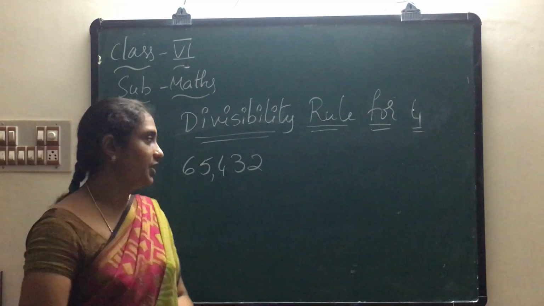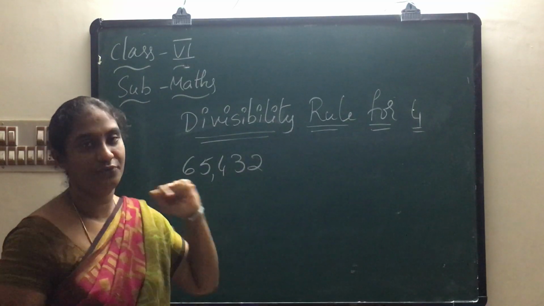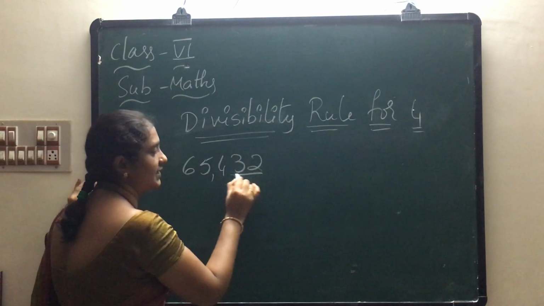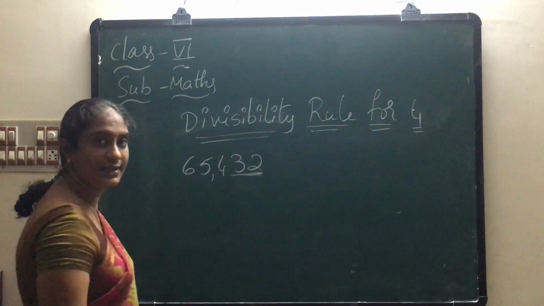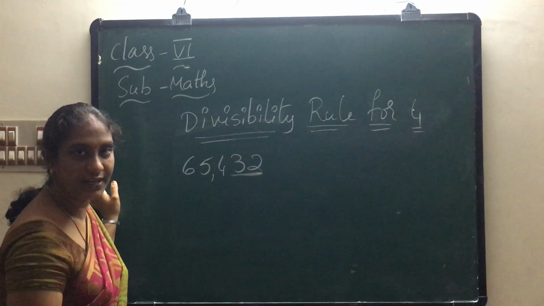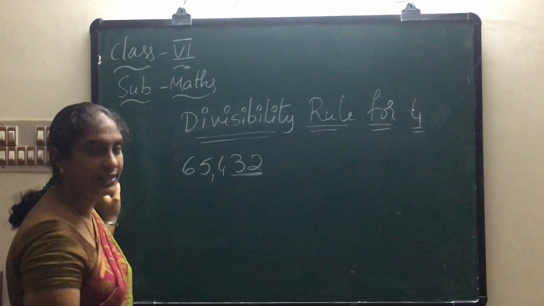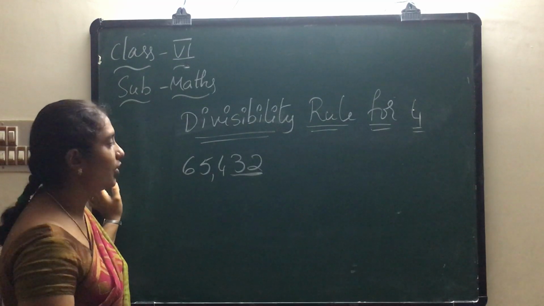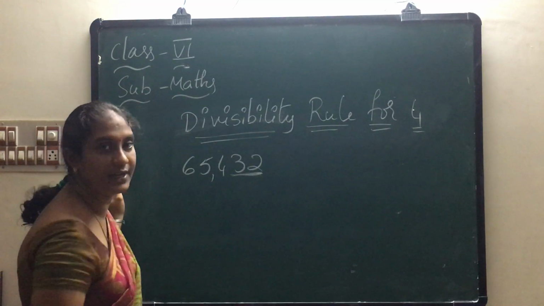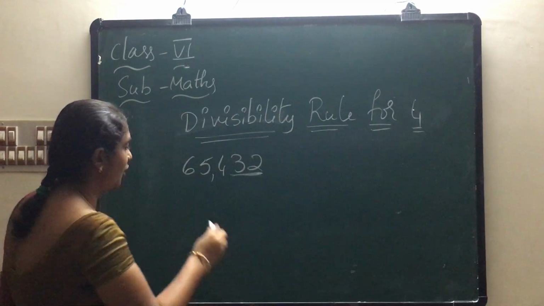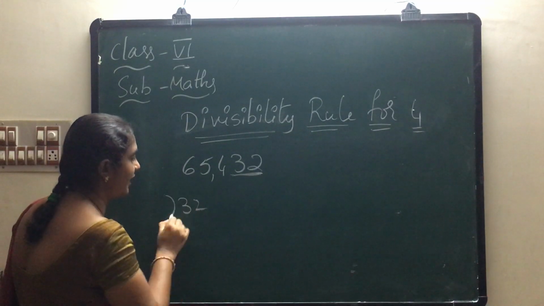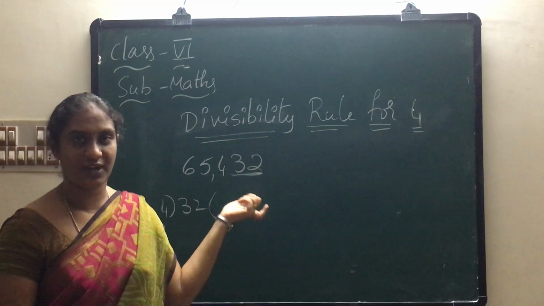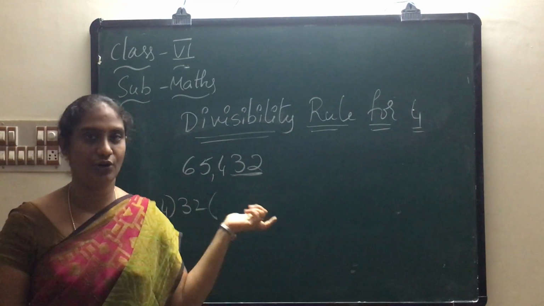Okay children? Now see, for divisibility rule for 4, we have to see the last two digits and divide them. Okay children, do you understand? The last two digits we have to divide. What are the last two digits we got here? 32. Now, 32 divided by 4. With two digits it is easy to find out whether it is divisible by 4 or not.